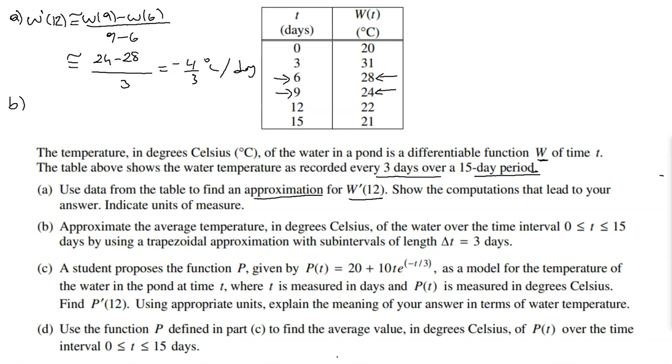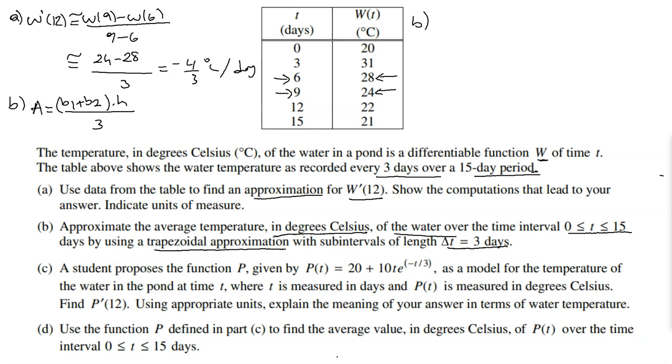In part B it says, approximate the average temperature in degrees Celsius of the water over the time interval between 0 and 15 using a trapezoidal sum with subintervals of length delta t of 3 days. So basically, in a trapezoidal sum, we try to put trapezoids under the curve as many as we can. We know how to find the area of a trapezoid: base 1 plus base 2 times height divided by 2. So we're going to apply the same thing. I'm going to continue part B right here.